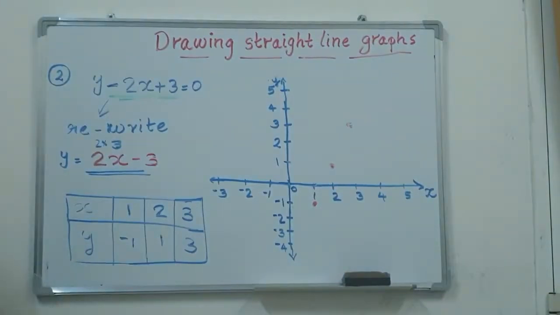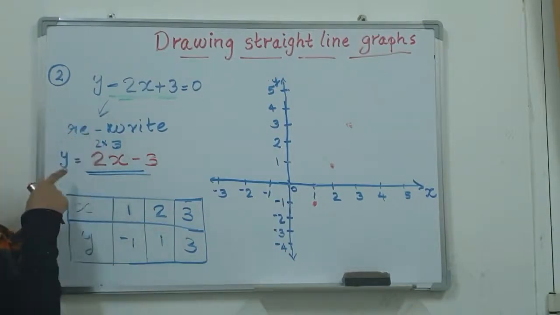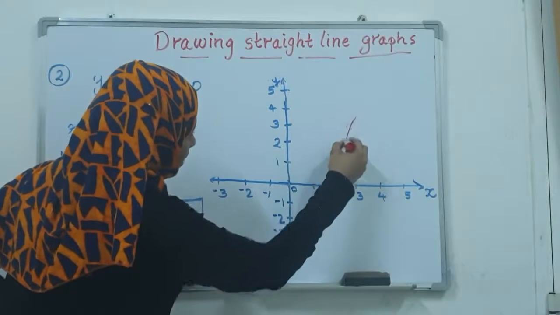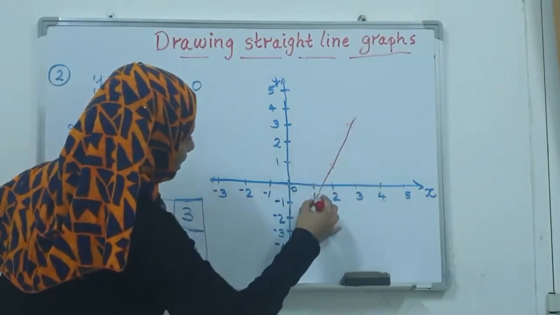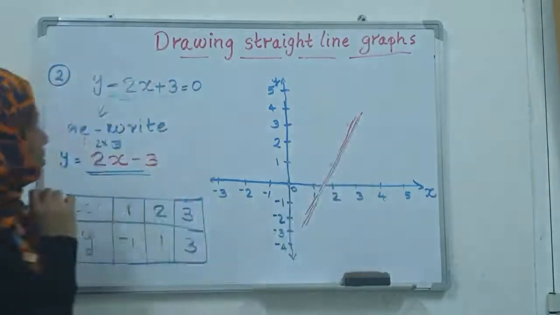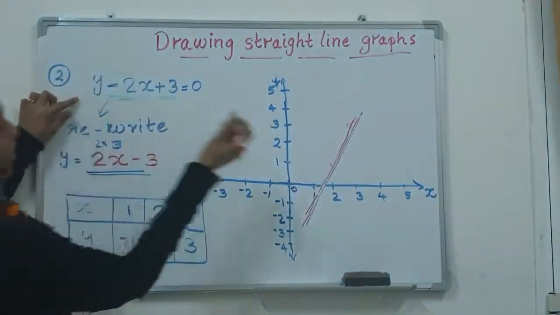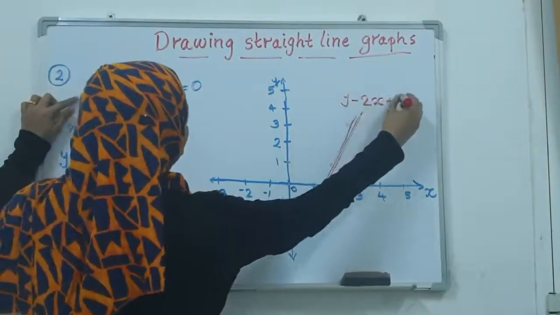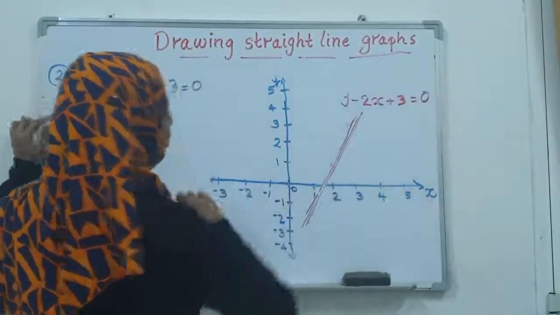Then what is the next step? You have to draw a straight line for the equation. So just join these three coordinates to get the straight line of the equation. So this is the straight line of the equation y minus 2x plus 3 equals 0.